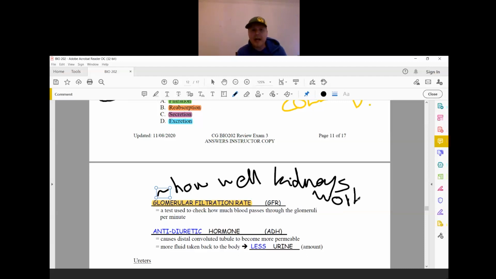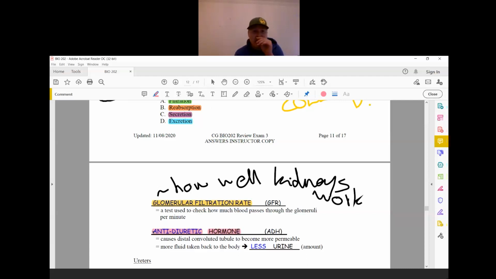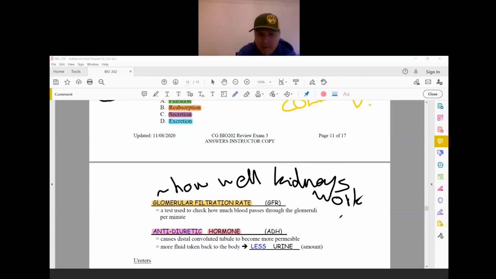So it measures how much blood passes through a glomeruli in a single minute. And here comes the hormone that I think you know from the past. This is a hormone that we have had a look at back in the day, and the name of the hormone is ADH. And you might remember that ADH stood for antidiuretic hormone. So antidiuretic hormone makes us produce less urine.